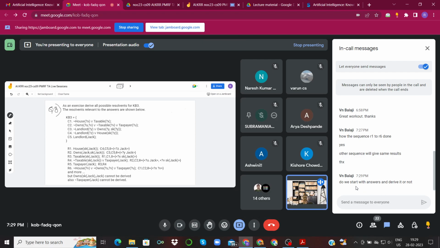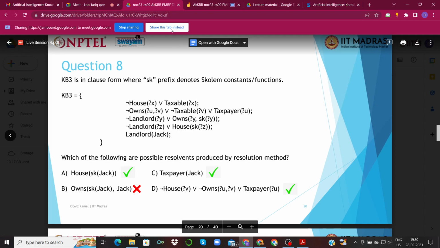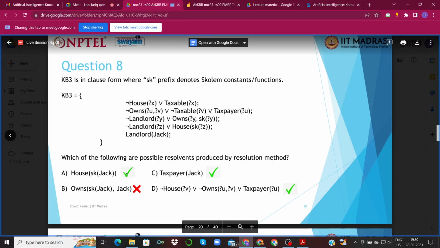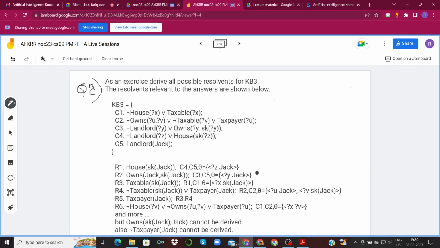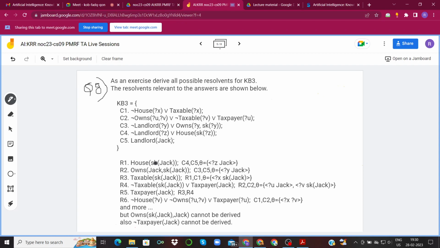So in this question, since you were given the options, you could modify your search process accordingly. For example, the first option you know was House of SK and Jack. So you did some substitution such that you got House of SK and Jack first. Also, another point of convenience is that you were already given this Landlord(Jack). That made it easy for you to use the substitution in C4 and C5. So it's also a matter of what kind of a knowledge base is given to you.